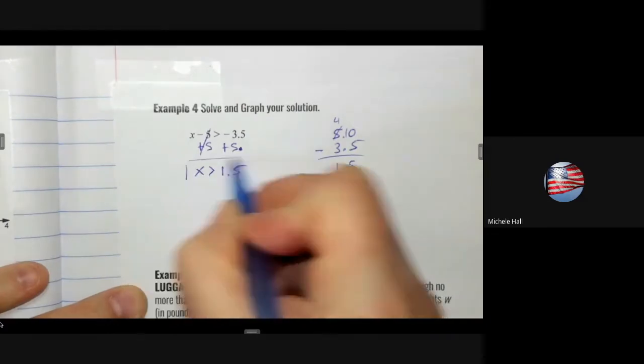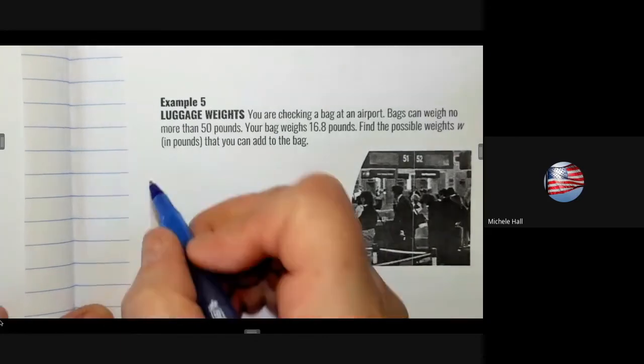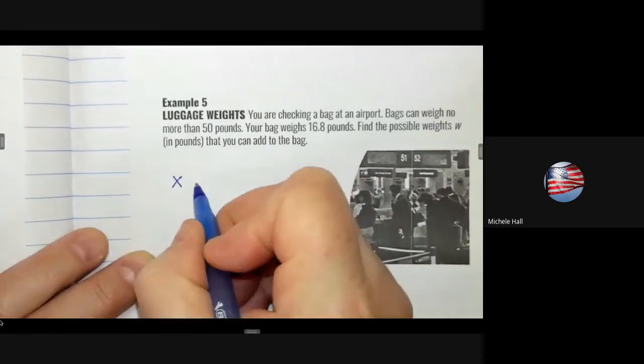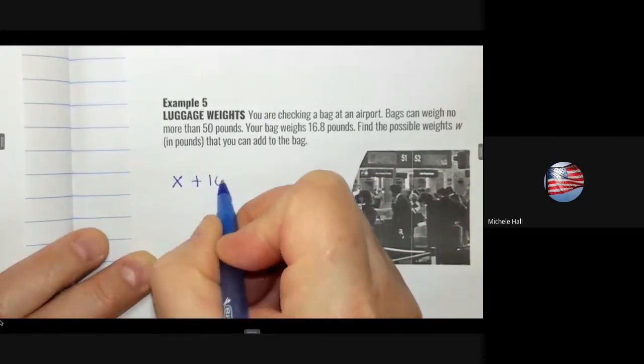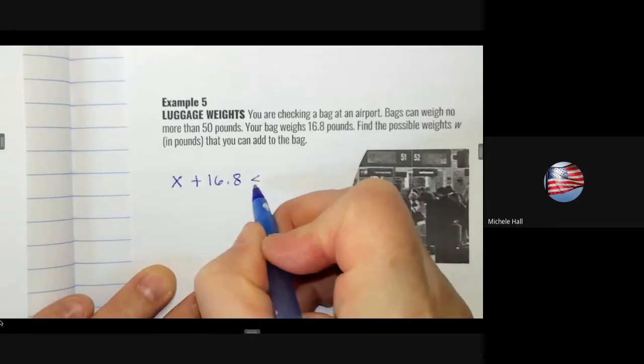Example 5, luggage weights. You are checking a bag at the airport. Bags can weigh no more than 50 pounds. Your bag weighs 16.8 pounds. Find the possible weights W that you can add to your bag. I have luggage, and I already know that I have 16.8 pounds. It says it can weigh no more than 50 pounds. That means it needs to be less than or equal to 50.